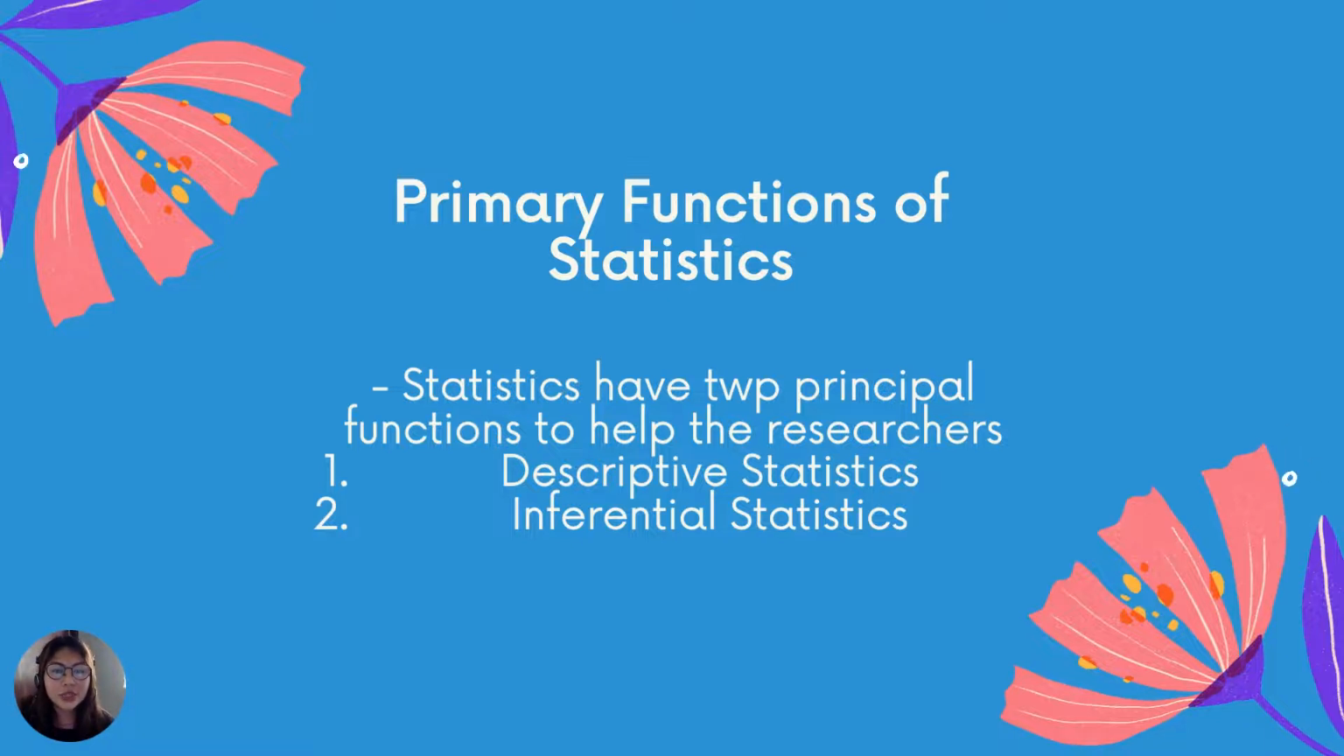Descriptive statistics is to summarize the general nature of the data obtained, while inferential statistics helps a researcher to make decisions about whether or to what extent the data for the research participants can be generalized to others outside of the study.